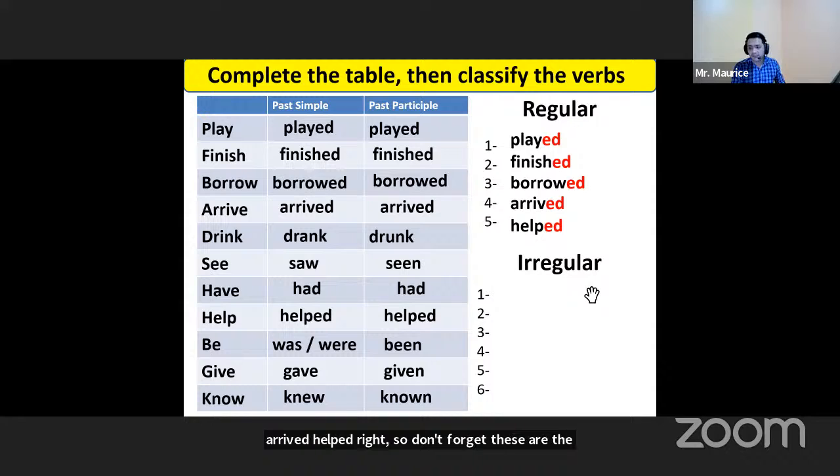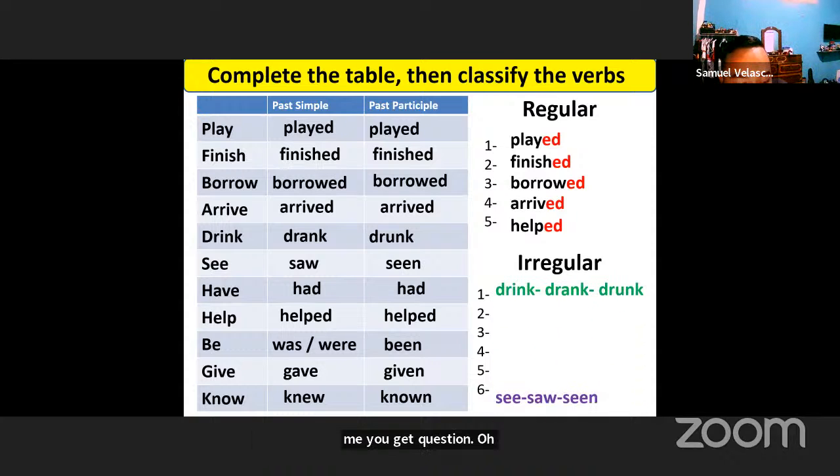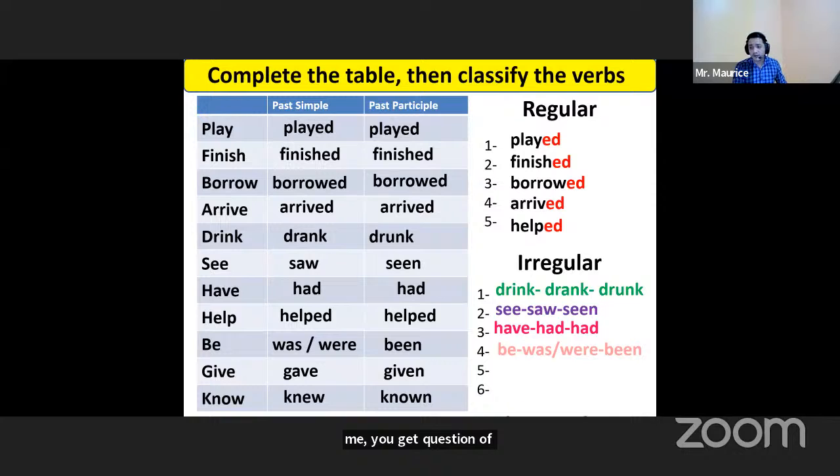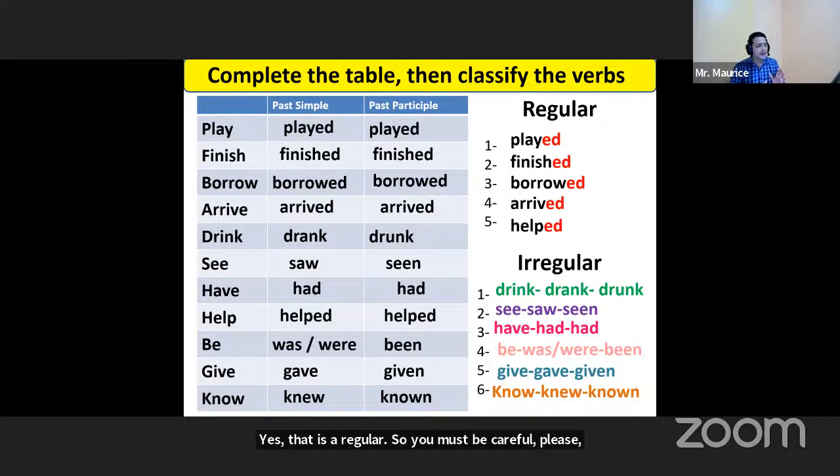On the other hand, we have irregulars. Irregulars are pretty different from the previous ones because sometimes the spelling... Yes, tell me, do you have a question? Yes, that's irregular. So you must be careful, please, because in irregular verbs, sometimes the spelling is a little bit different. For example, we have drink, drank, drunk. So the word drunk is the one we need for the present perfect. See, sing. Have, had. Be, was, were, been. Give, gave, given. Know, knew, known. Alright?